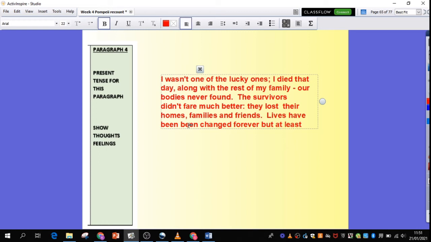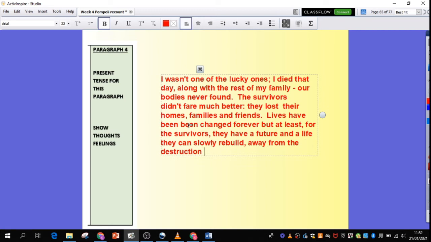At least for the survivors, they have a future and a life they can slowly rebuild. Now I'm sat there thinking I could stop there, but I want to extend this because Pompeii has been ruined forever. I want to make sure that my reader knows that they've got a life that they're going to rebuild, but they're going to rebuild it somewhere else. So, a life they can slowly rebuild, away from the destruction of the city of Pompeii.